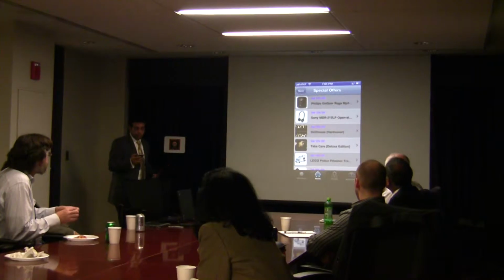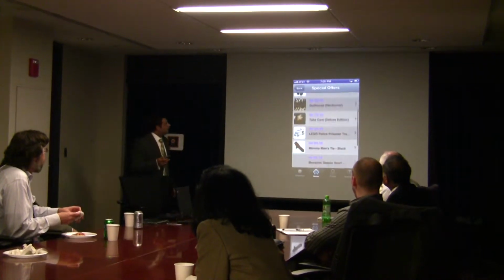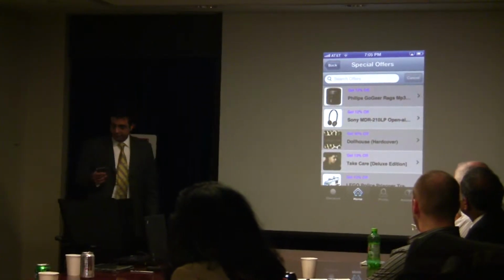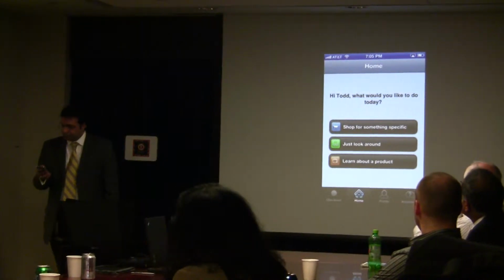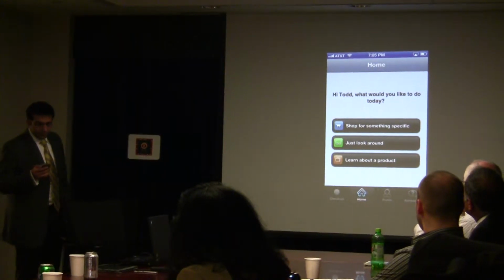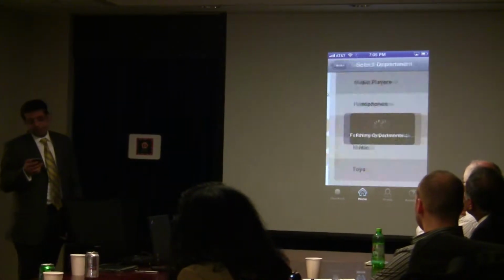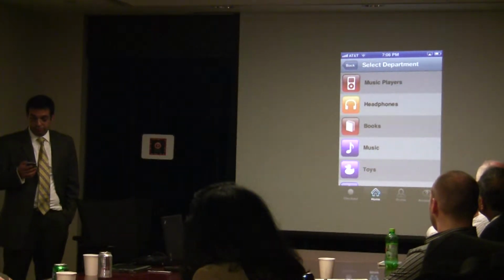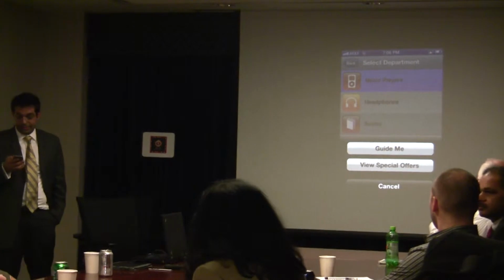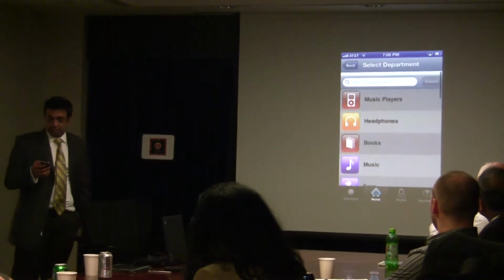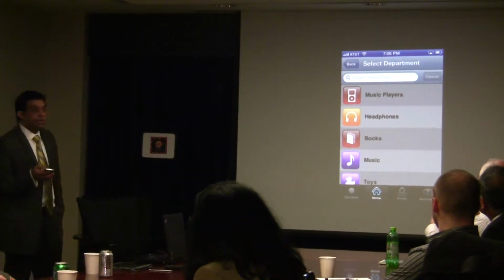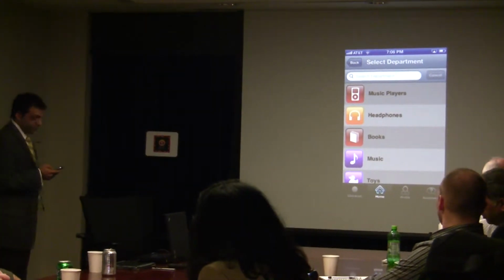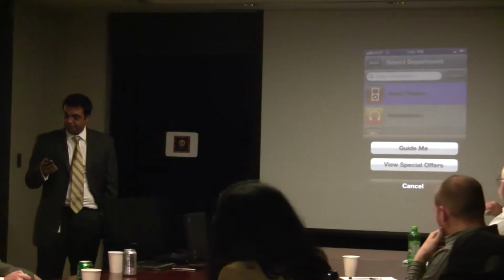If I select just look around, I get a list of special offers on different products in the store. But let's say I'm looking for something specific. Let's say I'm looking for, I don't know, music players, as an example. And again, there's an option to search, as well as an option to select from a menu, whatever you feel comfortable with. Let's say I go into music players, and it says guide me.